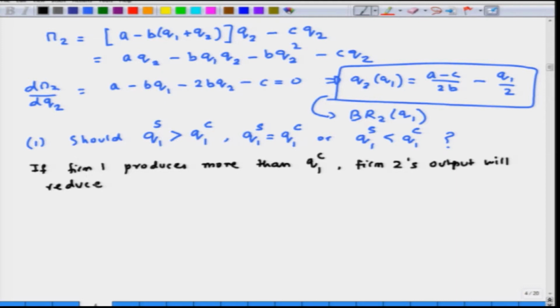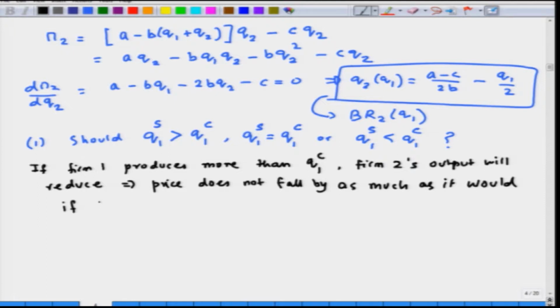Firm 2's output will reduce, which essentially means that prices will not fall by as much as it would have fallen had firm 2 also increased its output, right. So, this implies price does not fall by as much as it would if Q2 had also increased. And we know that Q2 cannot increase because the best response function for firm 2 is downward sloping.